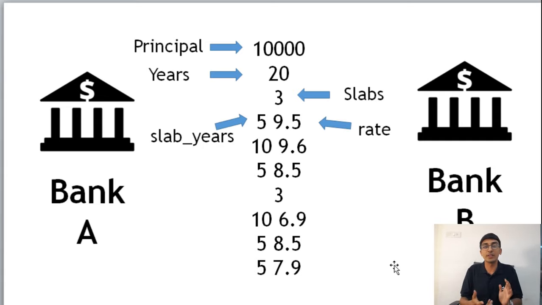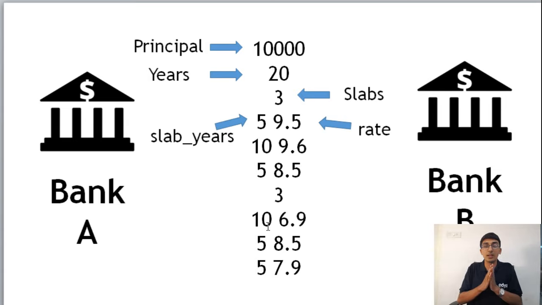The way they're offering the interest is not straightforward. They are giving us different slabs. So let's say we borrowed for 20 years: bank A is giving us slabs of 5 years, 10 years and 5 years, and in each of those slabs, a different interest rate. Bank B is offering us slabs of 10 years, 5 years and 5 years, and in those slabs, they're giving us a different interest rate.